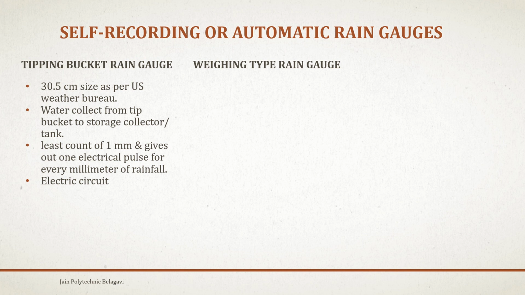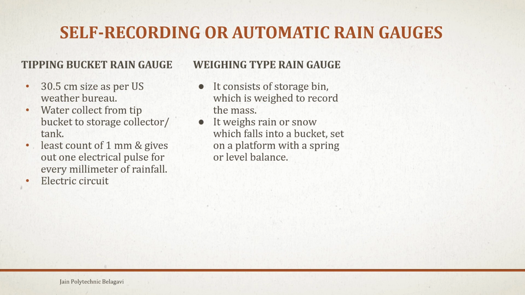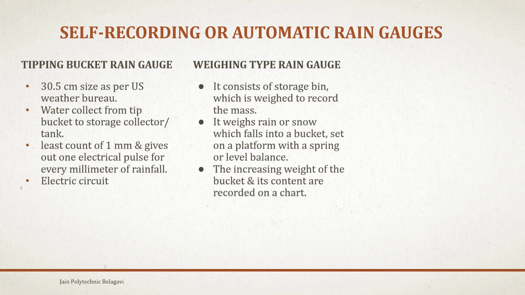Next, the weighing type rain gauge. It consists of a storage bin, which is weighed to record the mass. It weighs rain or snow which falls into a bucket, set on a platform with a spring or lever balance, and the increased weight of the bucket and its contents are recorded on a chart.